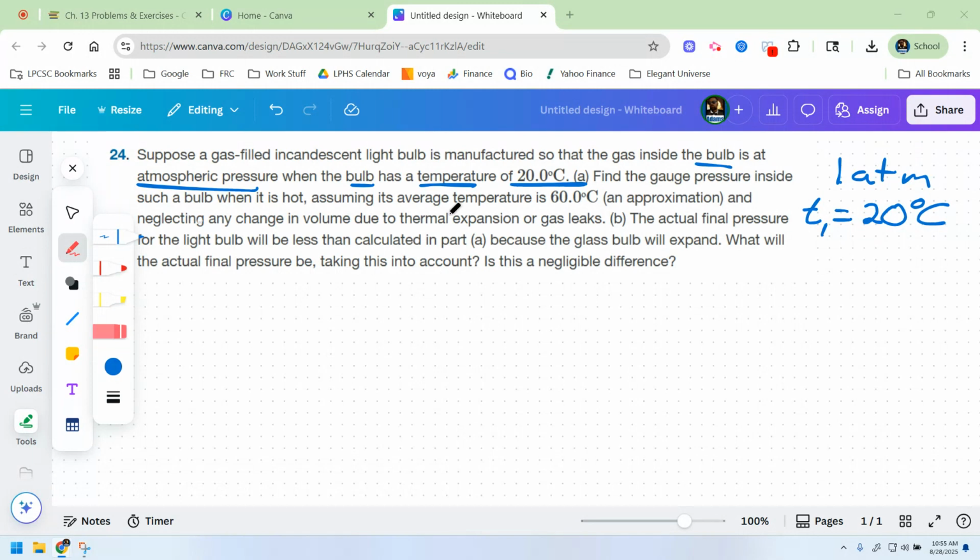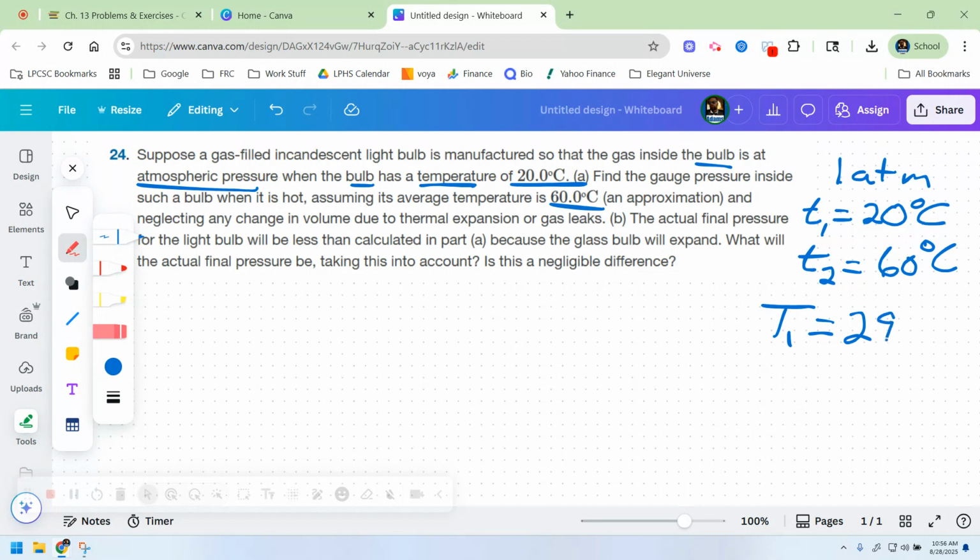All right, so then the gauge pressure inside the light bulb when it's hot, assuming its average temperature is 60 degrees Celsius, so that's my final temperature. And I should probably do a capital T for this. So that's 60 degrees Celsius. And remember that we have to make that Kelvin, right? So we're going to have to add the 273 here. So this would be 293 in Kelvin.